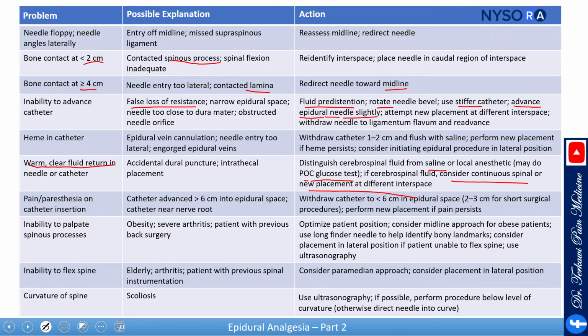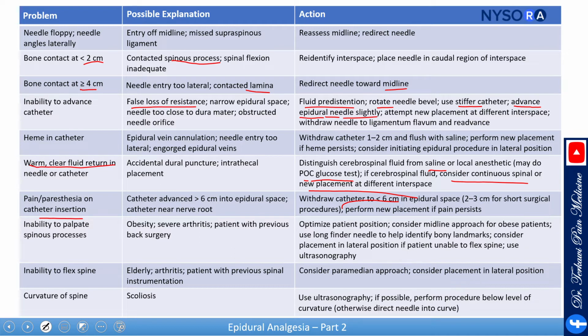Pain or paresthesia on catheter insertion: the catheter was advanced more than 6 centimeters into the epidural space, or the catheter is near a nerve root. Withdraw the catheter to less than 6 centimeters, or you may need to perform a new placement.